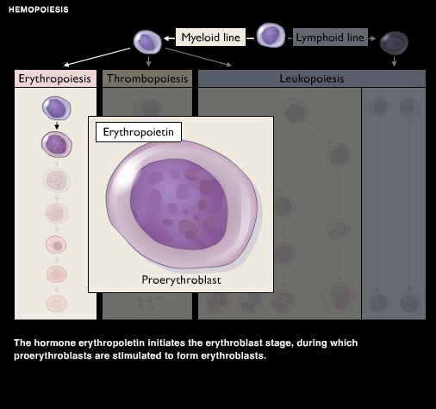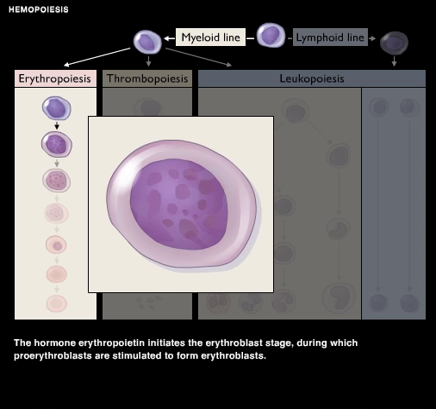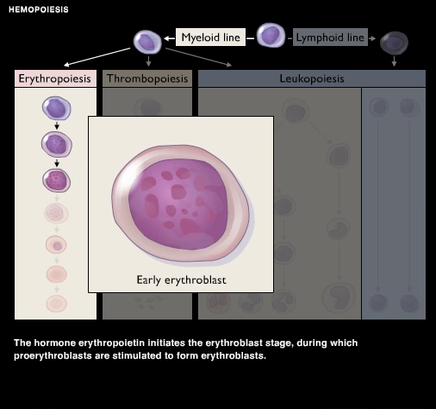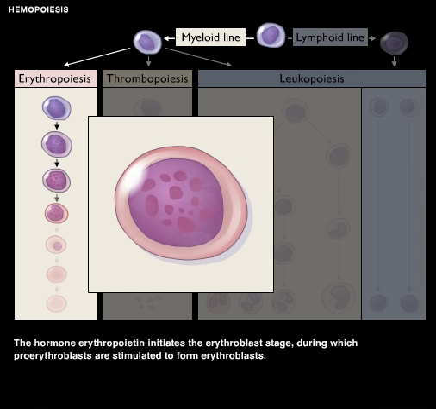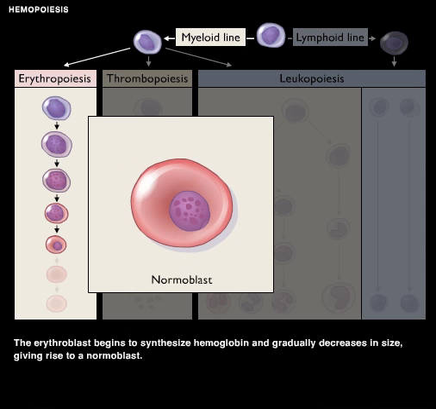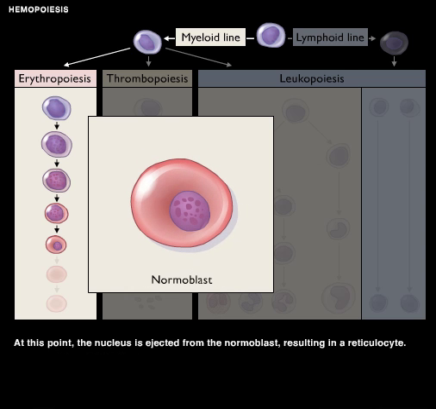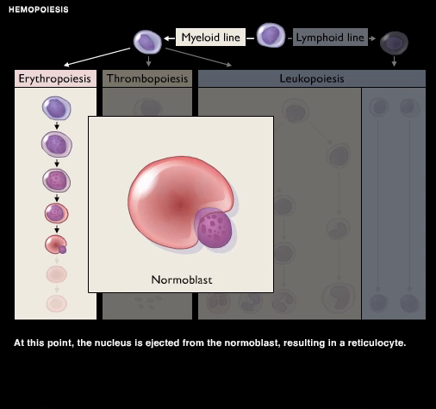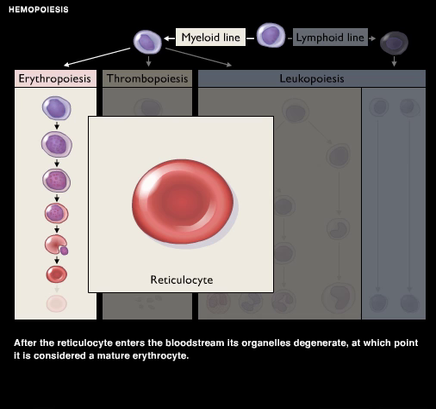The hormone erythropoietin initiates the erythroblast stage, during which proerythroblasts are stimulated to form erythroblasts. The erythroblast begins to synthesize hemoglobin and gradually decreases in size, giving rise to a normoblast. At this point, the nucleus is ejected from the normoblast, resulting in a reticulocyte. After the reticulocyte enters the bloodstream, its organelles degenerate, at which point it is considered a mature erythrocyte.